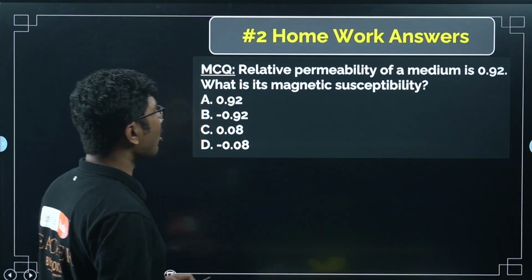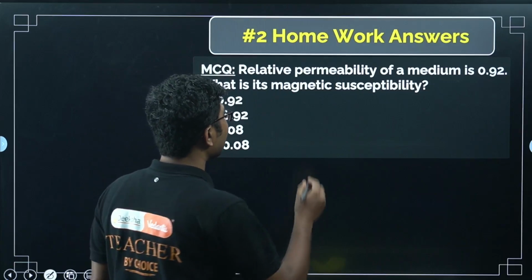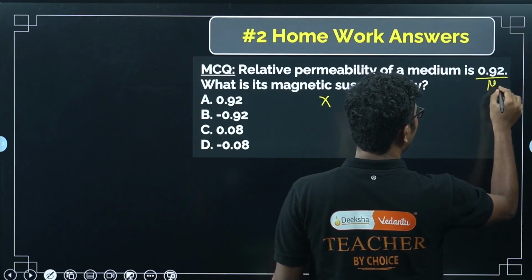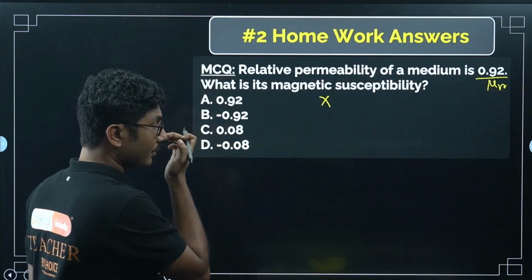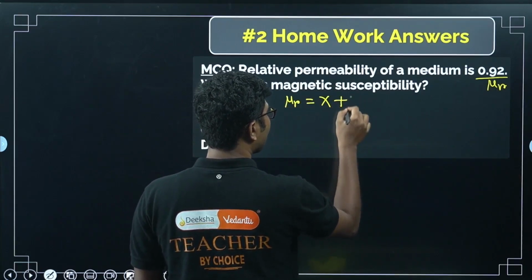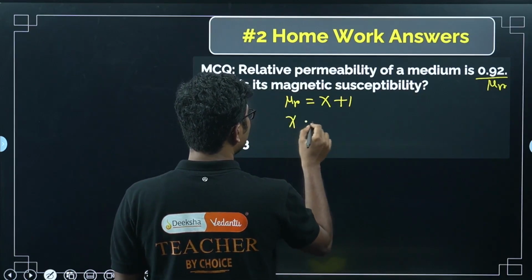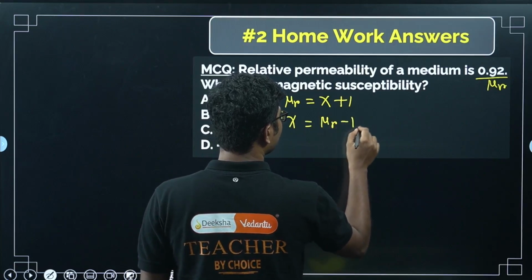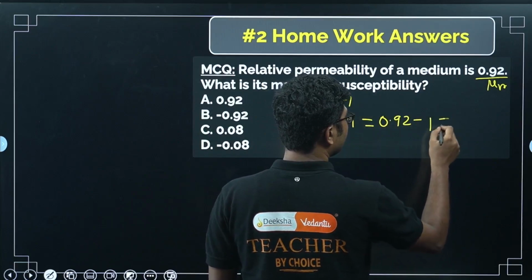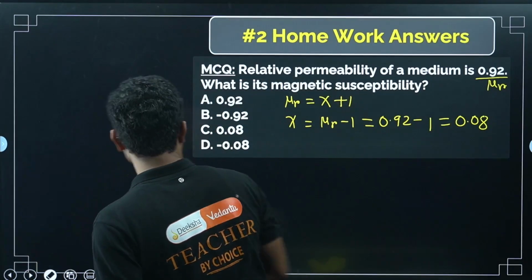Relative permeability of a medium is 0.92. What is the magnetic susceptibility? So they have asked you to find the susceptibility, and relative permeability, mu r, is given. If you remember the relationship between mu r and chi, mu r is basically 1 plus chi. That's how we defined it. So chi is basically mu r minus 1. Basically 0.92 minus 1, that is 0.08. Sorry, not 0.08, it is minus 0.08.